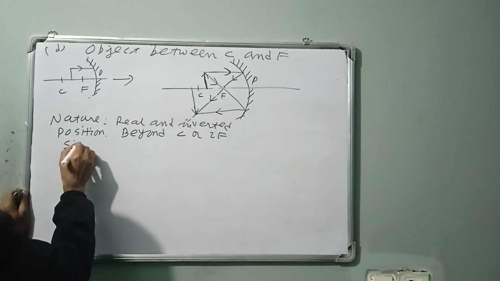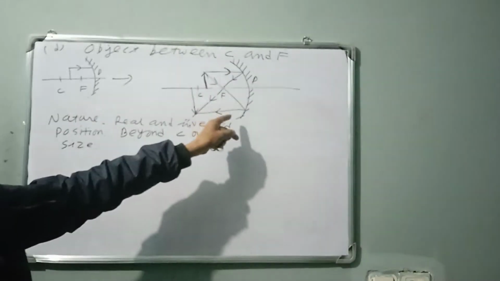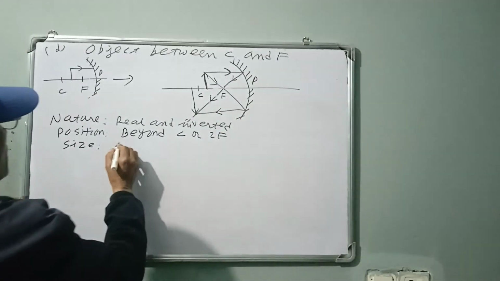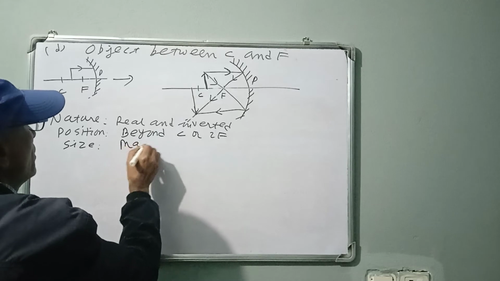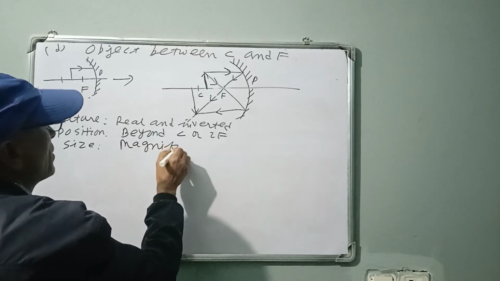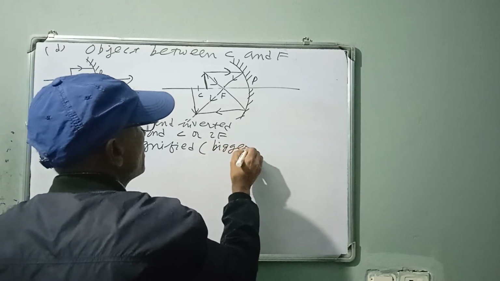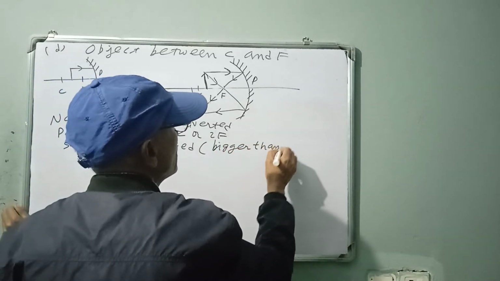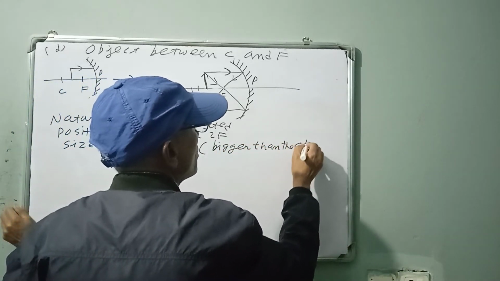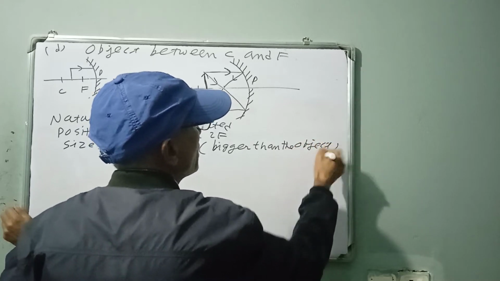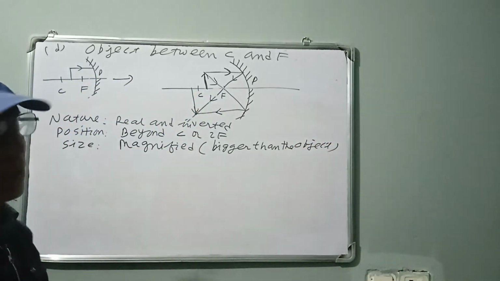Size: in this case, the image is bigger than the object. So you have to write down magnified. Meaning of magnified: bigger than the object. In this case, the image is bigger than the object.